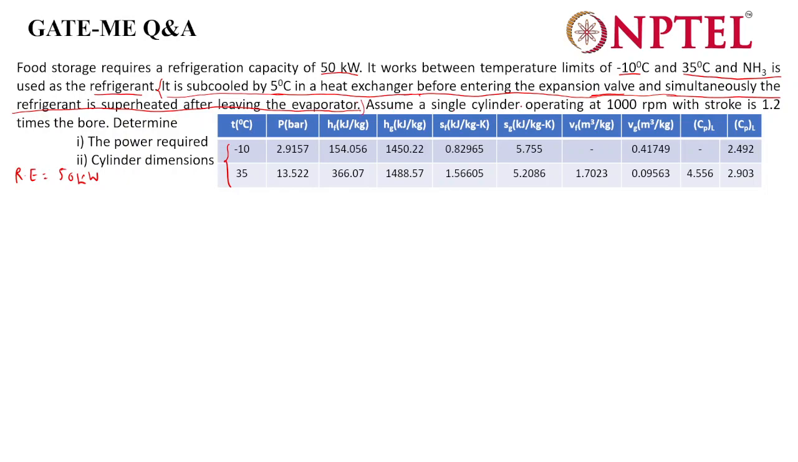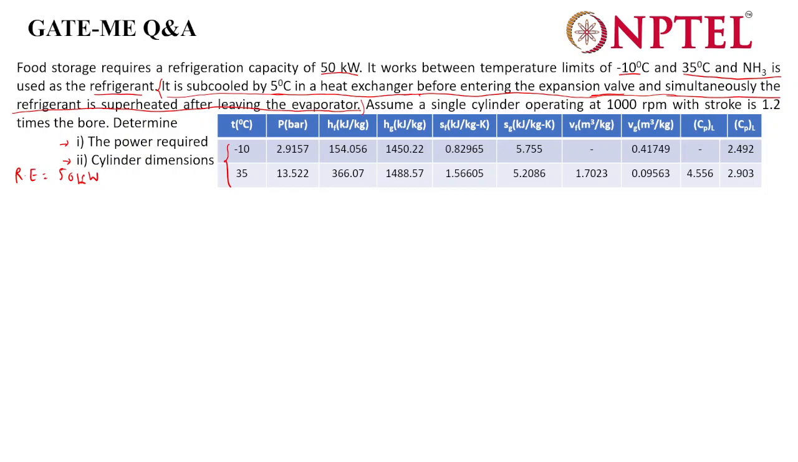Assume a single cylinder operating at 1000 rpm with stroke 1.2 times the bore. You have to calculate two things: power required and the cylinder dimension. How will you find the power? You will know the refrigeration effect. You only need to find the COP, then refrigeration effect by COP would be the power, right? So you have to find the COP. So first of all you need to find what the cycle is here.